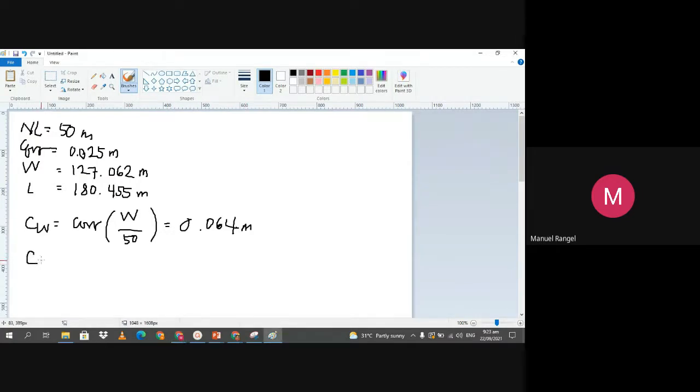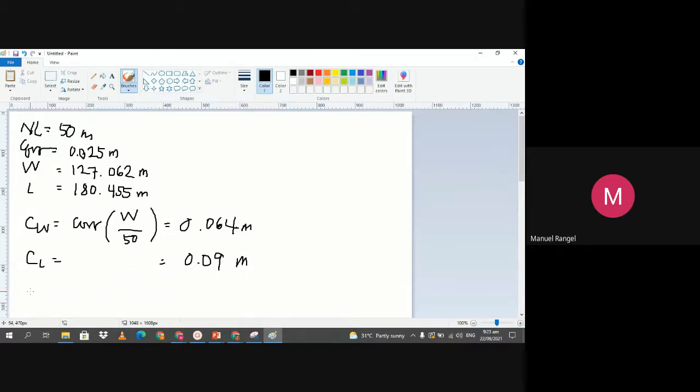And for the length, same formula: 0.025 times the length 180.455 divided by 50. So that would give us a value of 0.09 meters. So that is the total correction to be applied to the length.